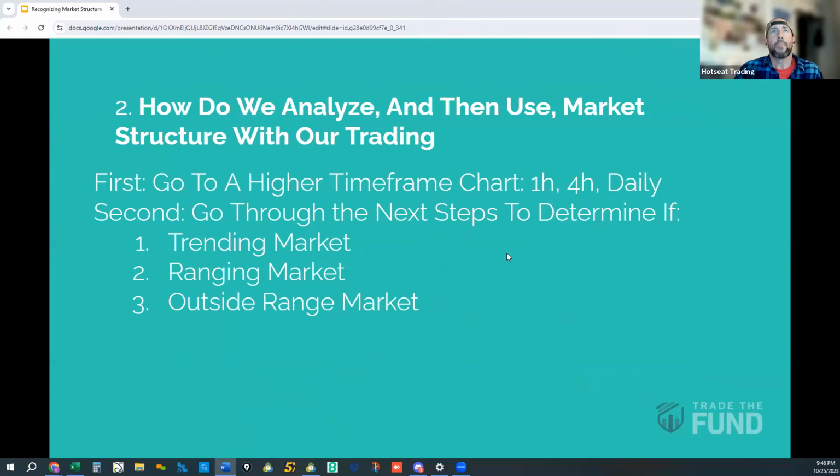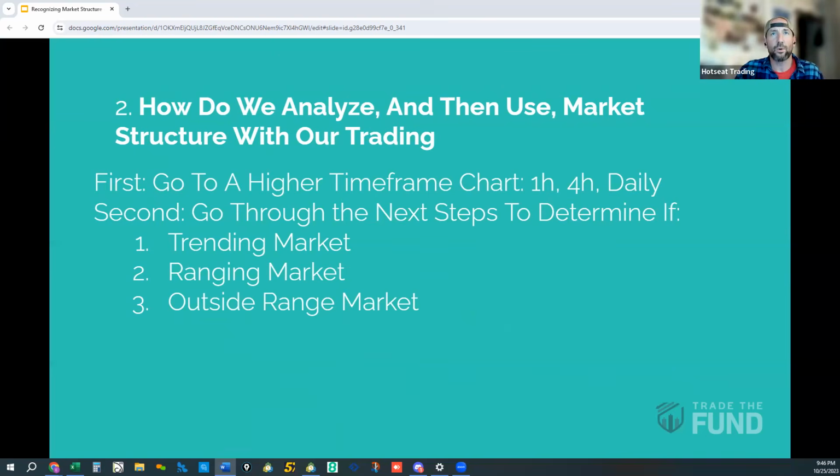So number two, how now? So we understand, yes, this is important. We just can't blindly open up our charts and stay on the 1 minute chart and be tunnel vision and start trading. So we understand that. But now number two, how do we analyze and then use market structure with our trading?